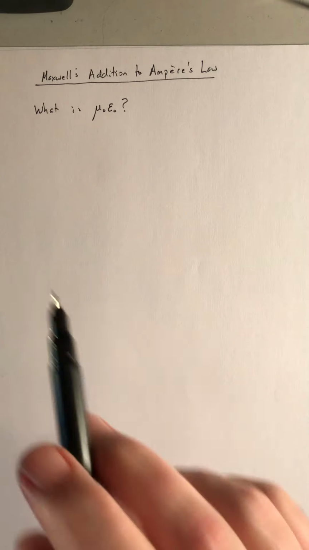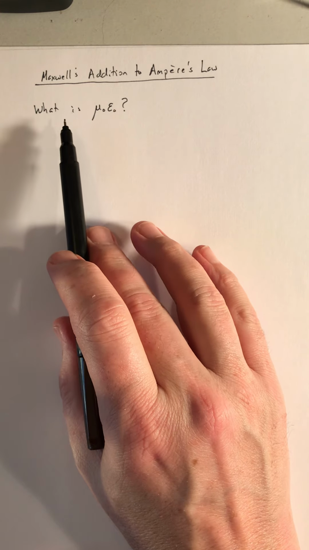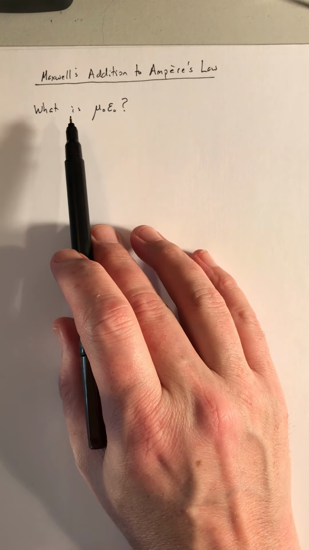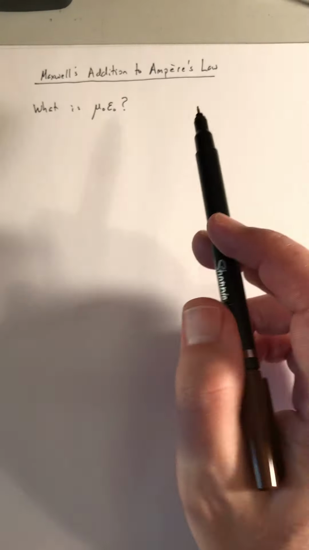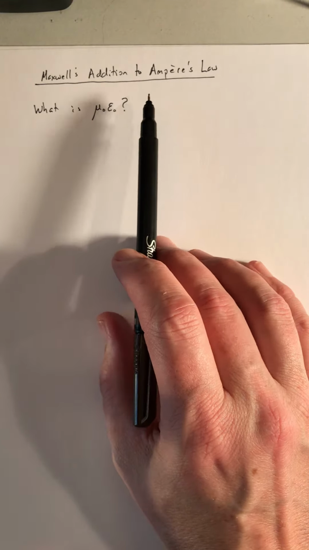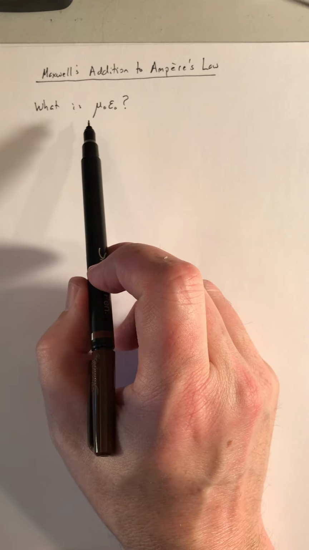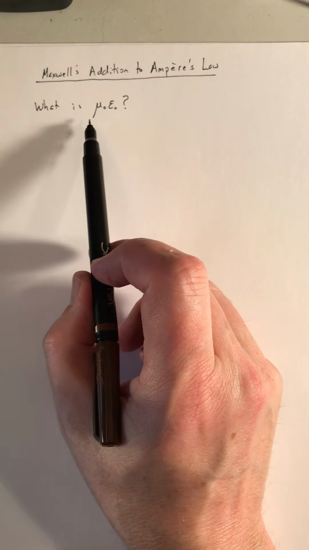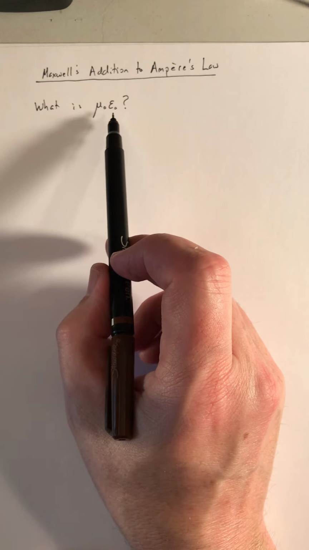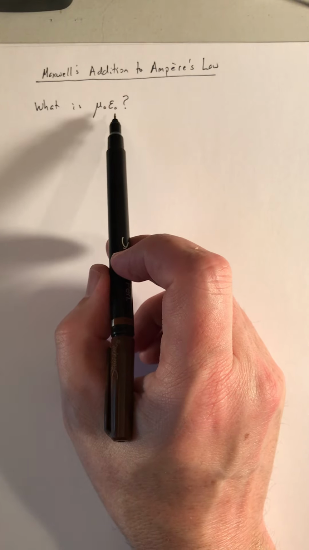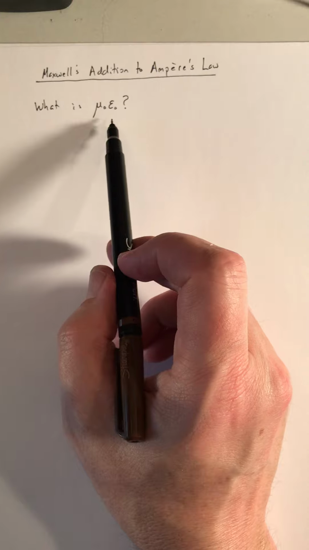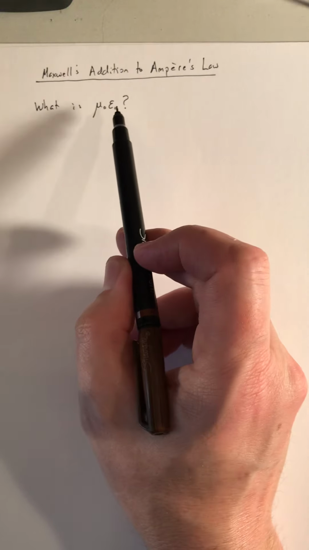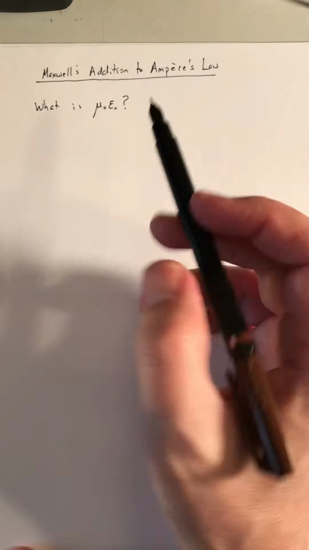When Maxwell proposed an additional term be added to Ampere's law to allow a changing electric field to induce a magnetic field, it had a combination of two constants, the permeability of free space times the permittivity of free space. We're going to spend just a little bit of time looking at what that combination is.